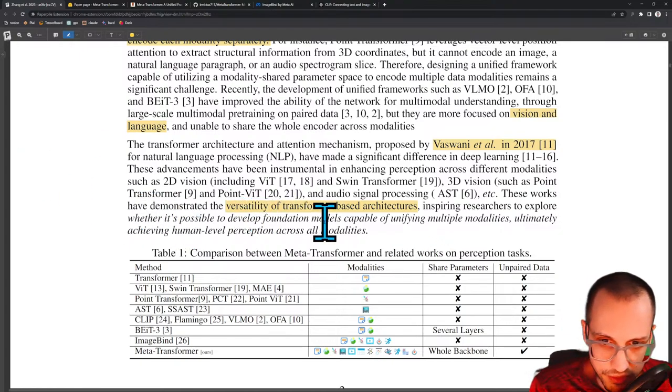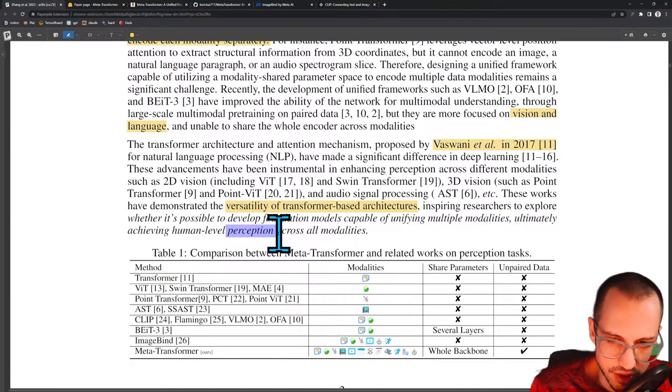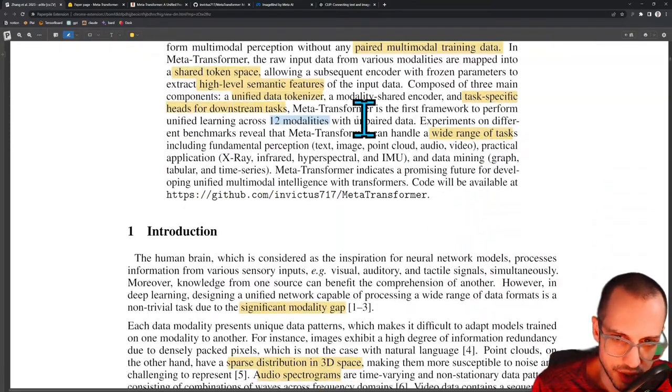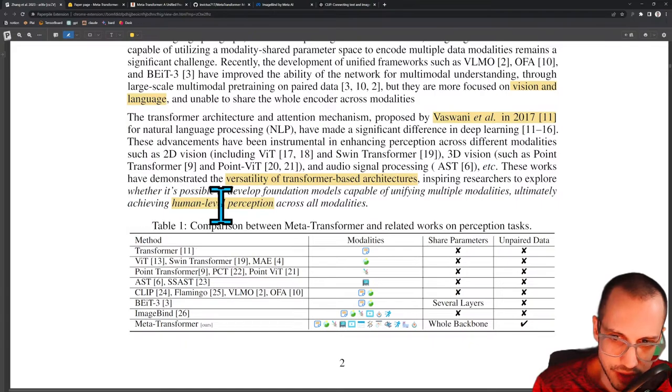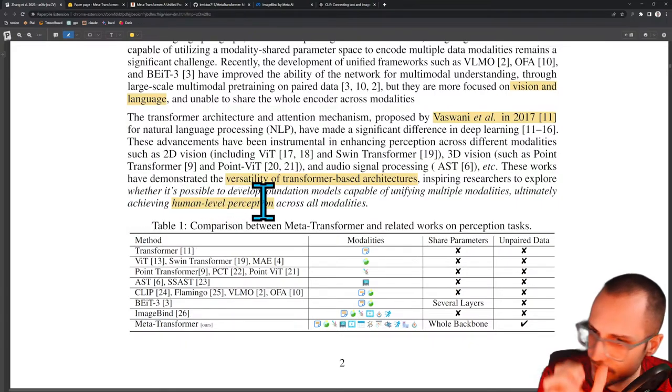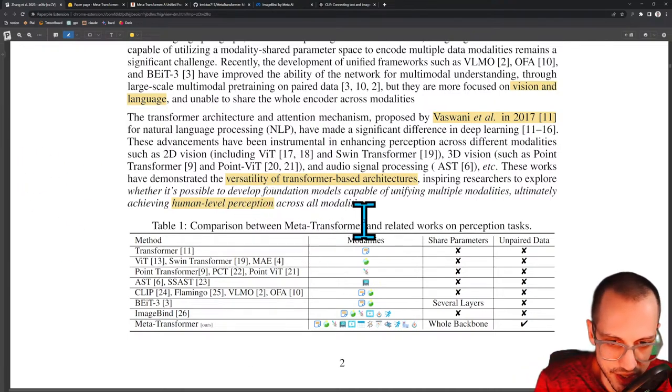Whether it's possible to develop foundation models capable of unifying, ultimately achieving human-level perception across all modalities. I feel like perception here is being used in kind of a vague way, to be honest. Like, what does human-level perception even mean? You know, they don't mention any specific benchmarks in this abstract, which is a little sketch. And then here they say achieve human-level perception, but that's not like a specific thing, so I don't know, maybe they don't actually test against anything.